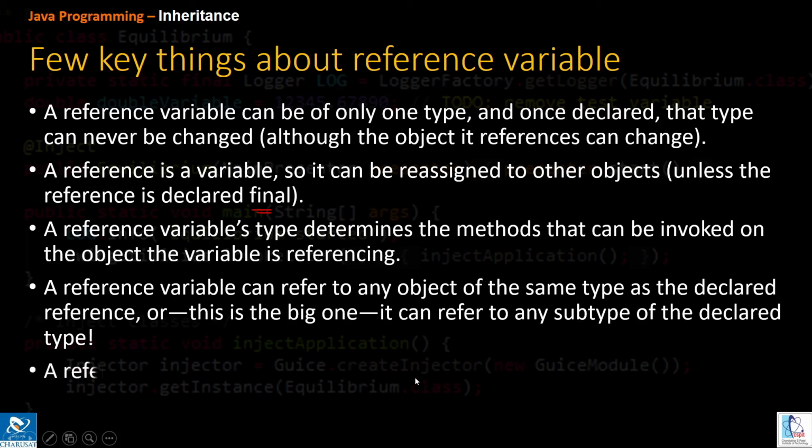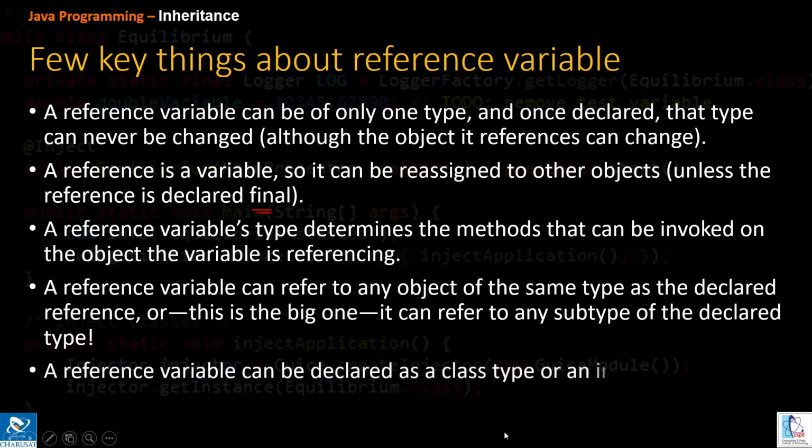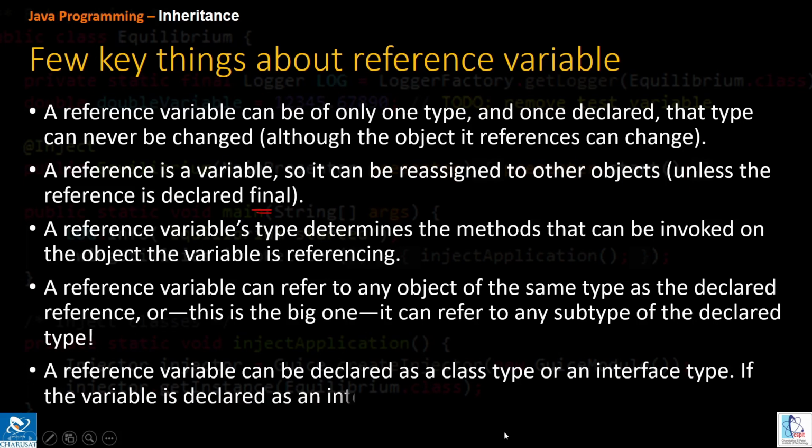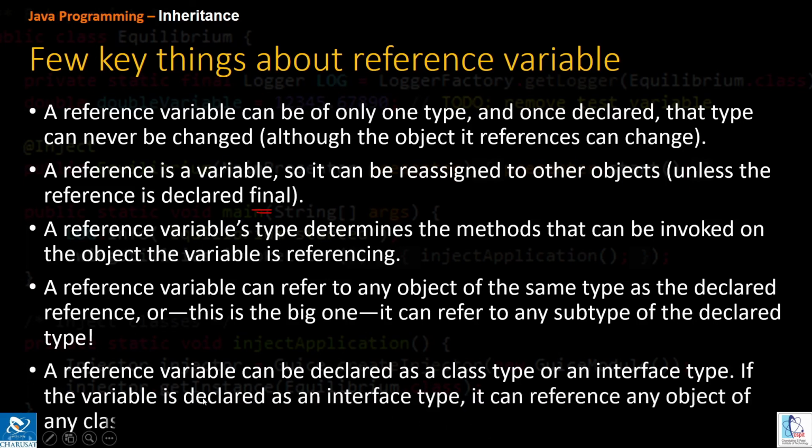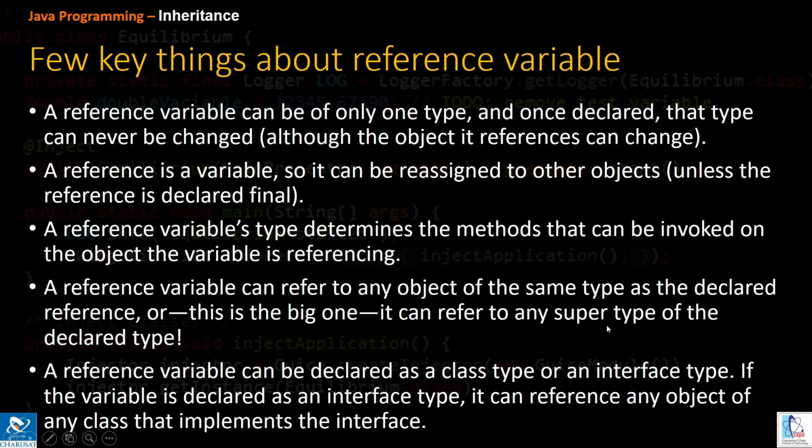A reference variable can be declared as a class type or an interface type. It is possible. If the variable is declared as an interface type, it can reference any object of any class that implements the interface. Here there should be a correction: this should be a supertype, not a subtype. So this is the corrected version of the PPT.